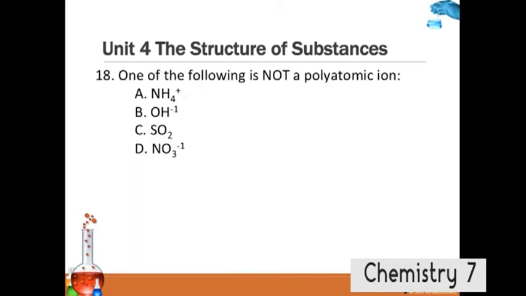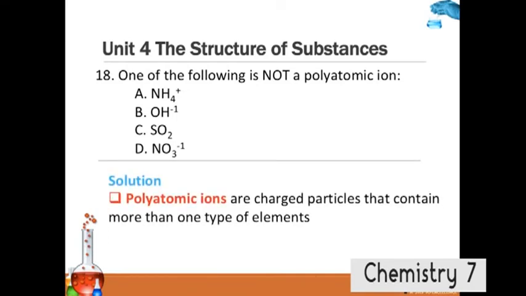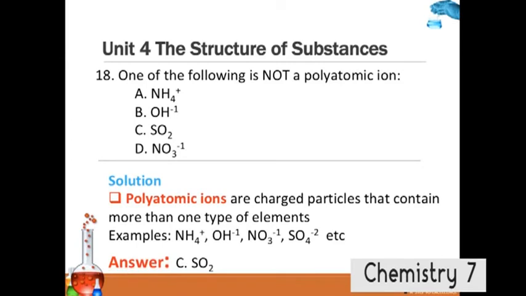One of the following is not a polyatomic ion: ammonium, hydroxide, sulfate, and nitrate. Polyatomic ions are charged particles that contain more than one type of element. The examples are ammonium ion, hydroxide ion, nitrate ion, and sulfate ion. The answer is C, sulfate.